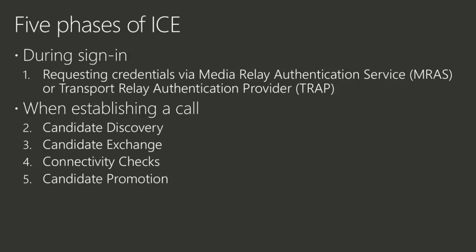And then we're going to do connectivity checks. So now I know where this person could be potentially reached. They know where I could be reached. We try to establish a connection. And if we can establish connection, and we should be able to, then there will be the candidate promotion, where we then select the best media path, and then we will use this best media path to conduct our media session.